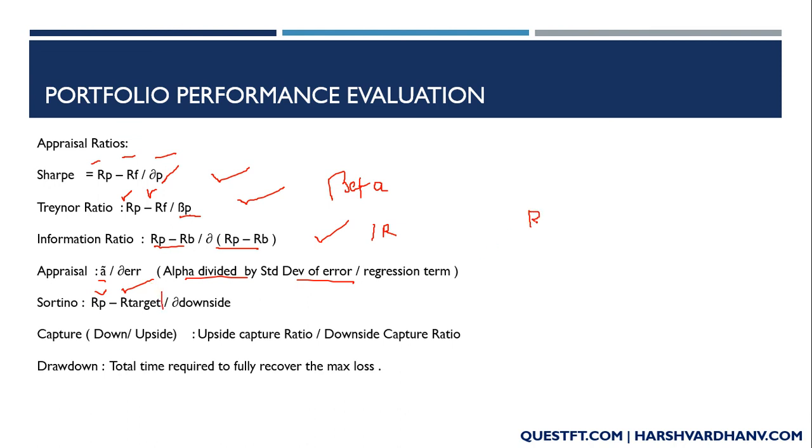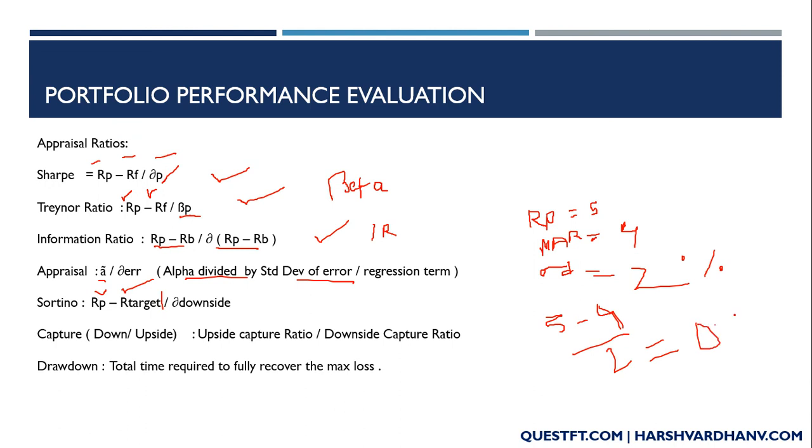Sortino ratio is portfolio return minus target return, a minimum acceptable return. So if I say I want 4% from my portfolio, and my portfolio return RP is, say, 5%, and my minimum acceptable return MAR is 4%, and the downside deviation for this is 2%. Downside deviation means volatility only on the negative side. So my Sortino ratio will become 5 minus 4 divided by 2, which is 0.5.